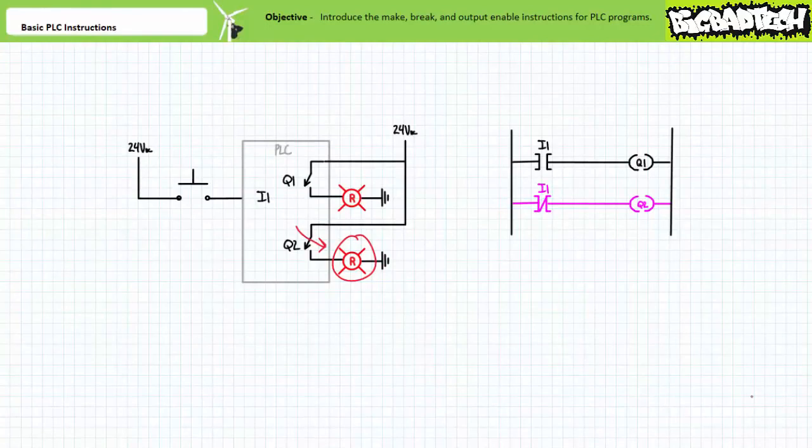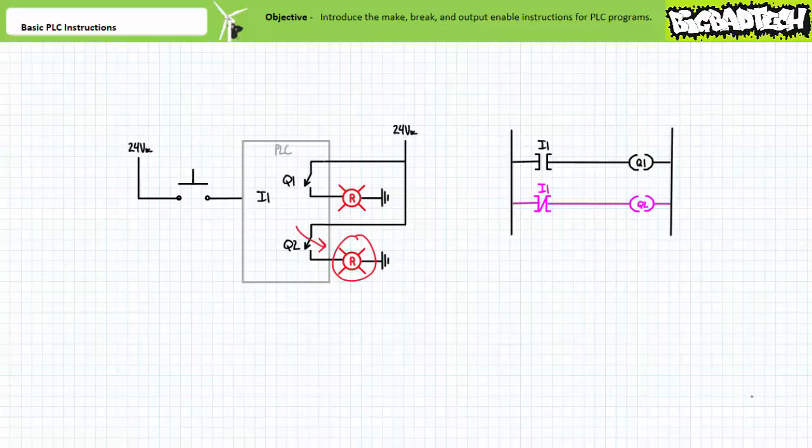Here's a simple PLC program consisting of a make instruction examining input 1, controlling output Q1 on rung 1, and a break instruction also examining input 1, controlling output Q2 on rung 2. Let's assume input 1 is connected to a normally open field input device. Electromechanical relay outputs Q1 and Q2 both illuminate pilot lamps when energized.